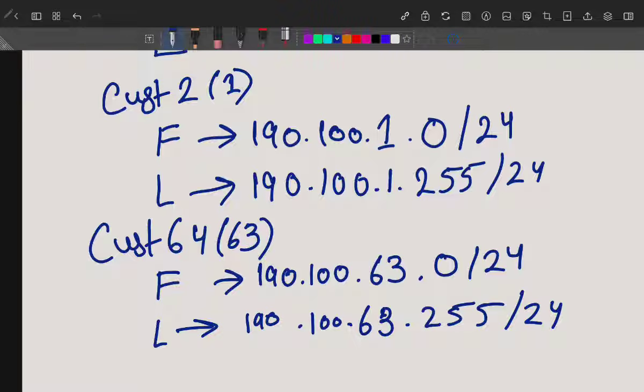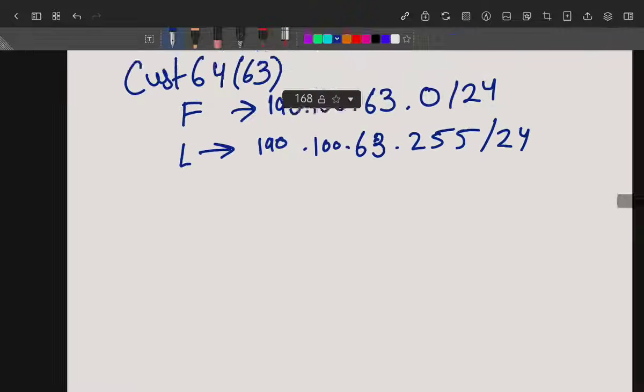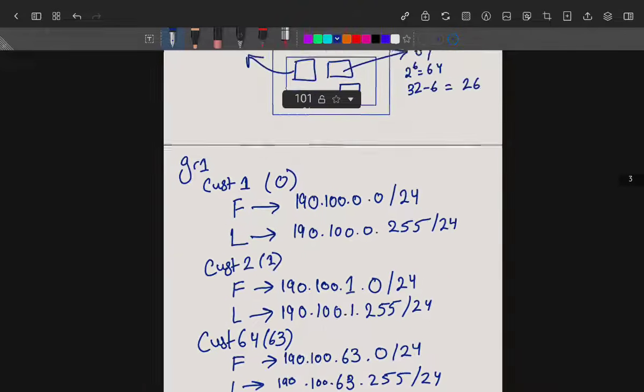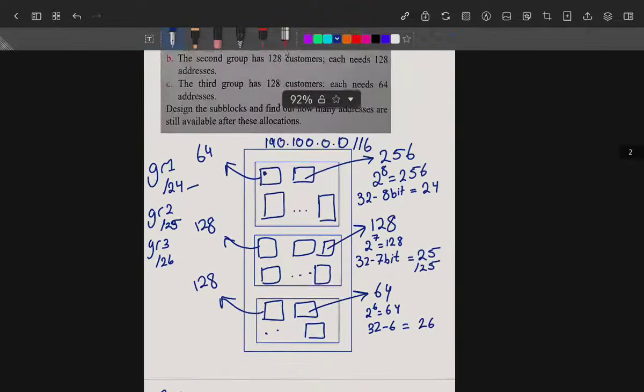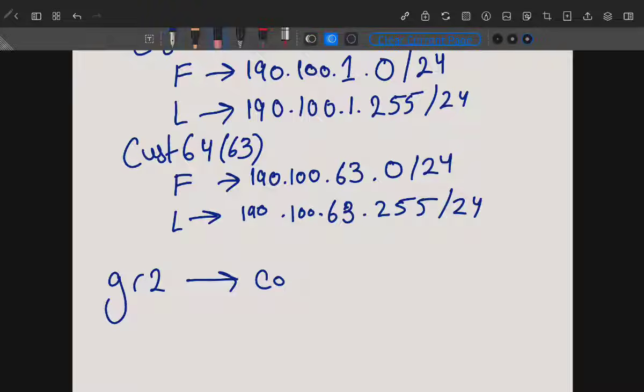Now this was here for your group 1. Now what about group 2? This is the overall picture of group 1. What about group 2? Now in group 2, this is where the complexity starts.